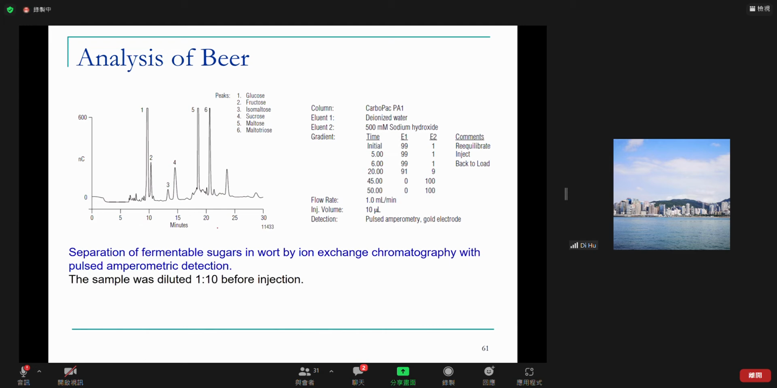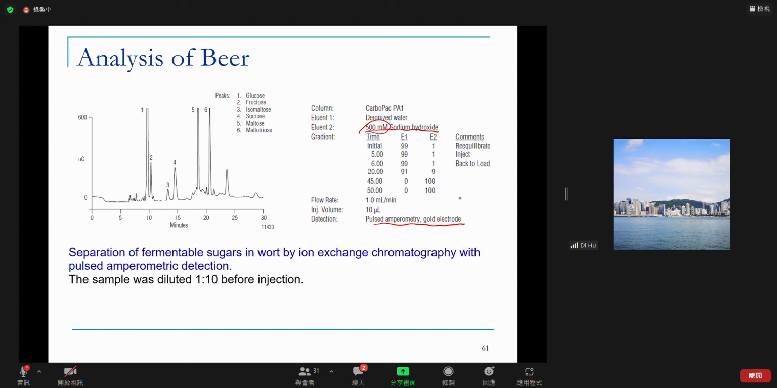And this is analysis of beer. Actually there are a lot of sugar compounds, glucose, fructose, and so on, with increasing chain length, but you can see that. Also it uses sodium hydroxide, again at pretty high concentration, which is pretty interesting. And the detector now is not conductivity, but is based on current. Okay, so it's pulsed amperometry, which is also an electrochemical detector.